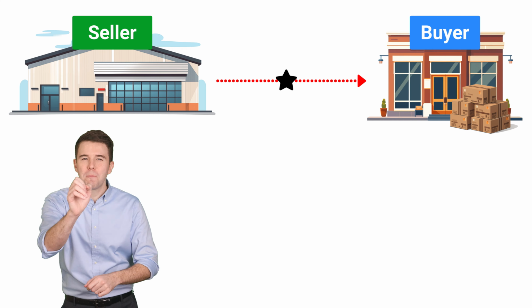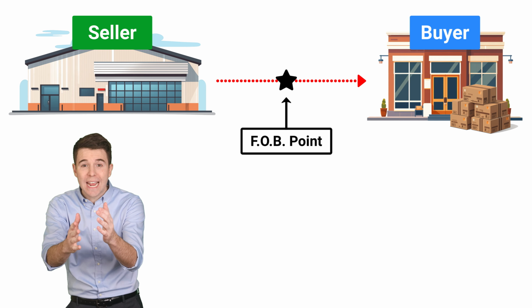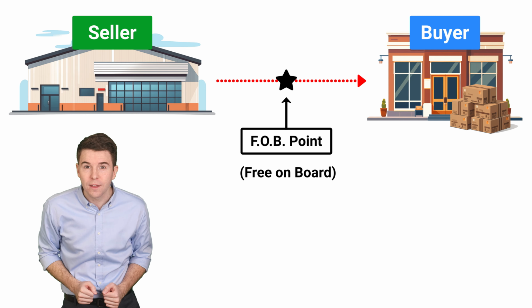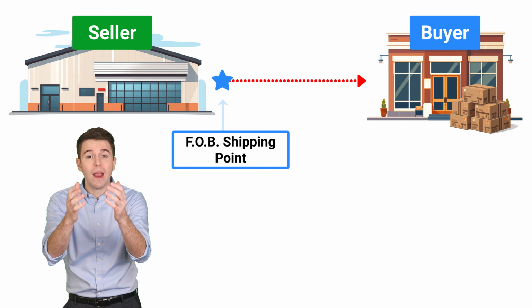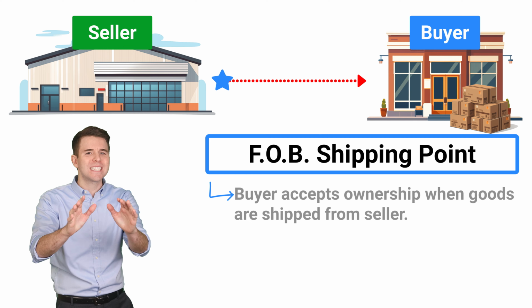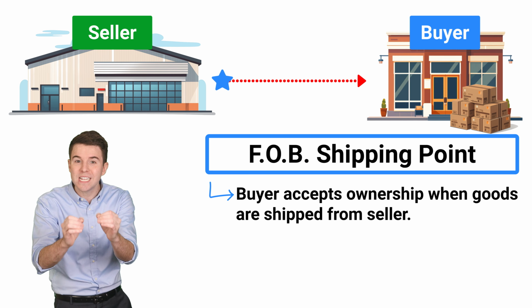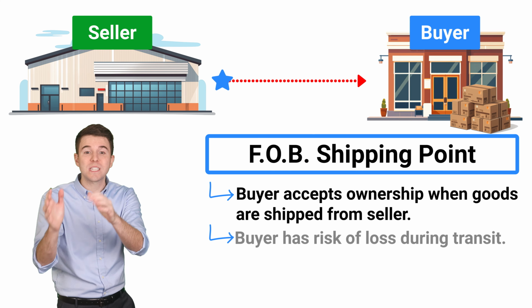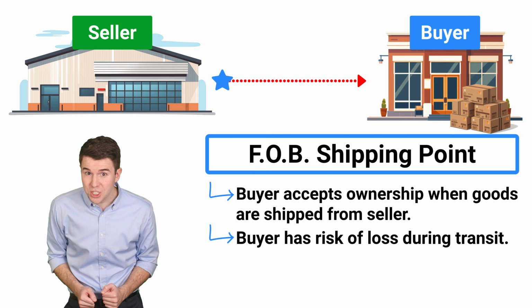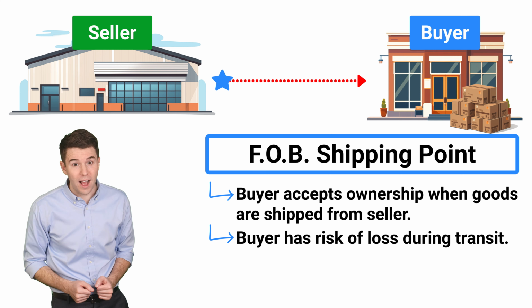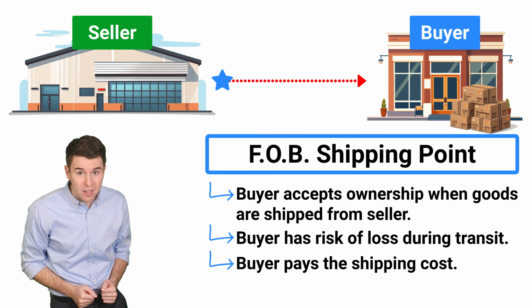In business, the point of transfer is called the F.O.B point, which stands for free on board. So first, let's cover F.O.B shipping point. Under F.O.B shipping point, the buyer accepts ownership of the goods when they are shipped from the seller's place of business and has the risk of loss in transit. So, if the goods are stolen during shipment, the buyer takes the loss. Under F.O.B shipping point, the buyer also pays the shipping costs.